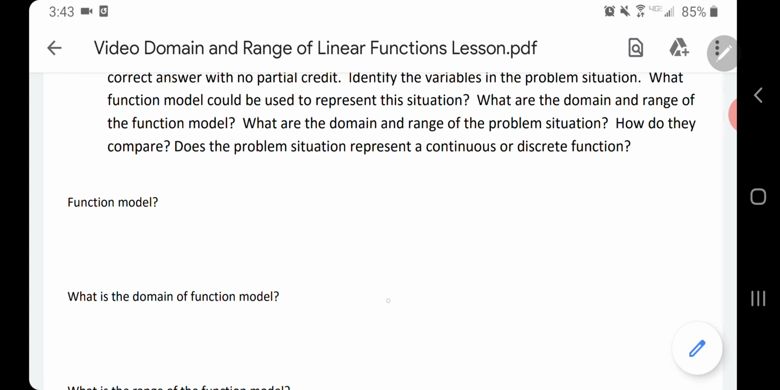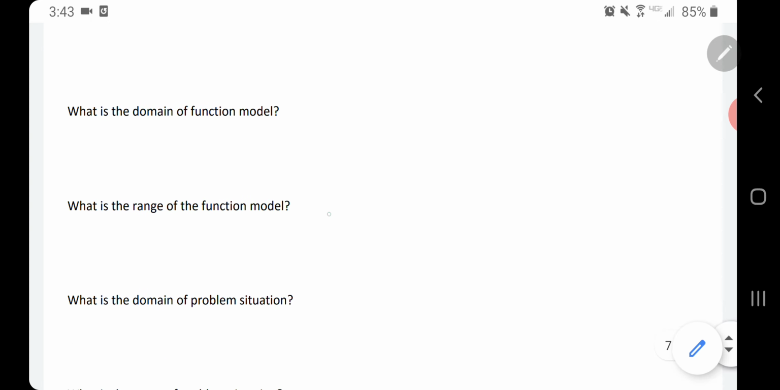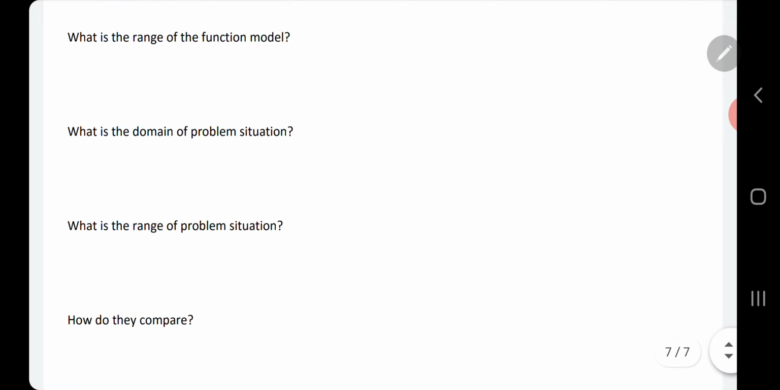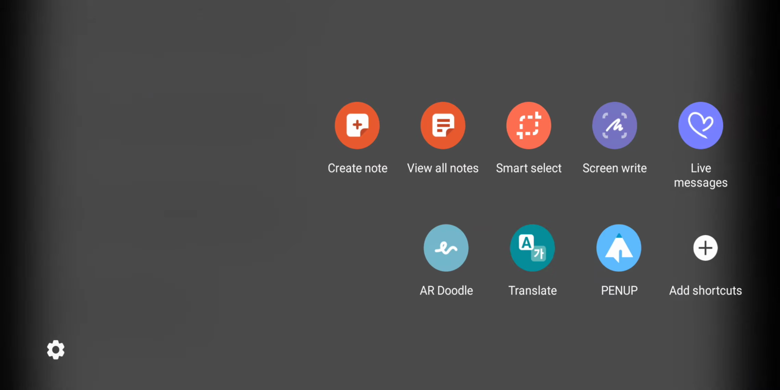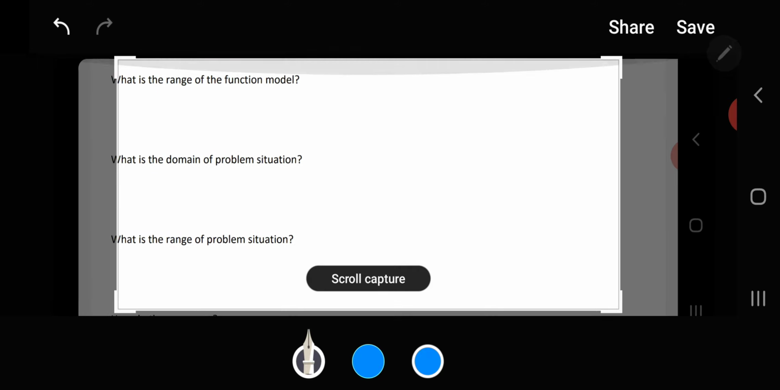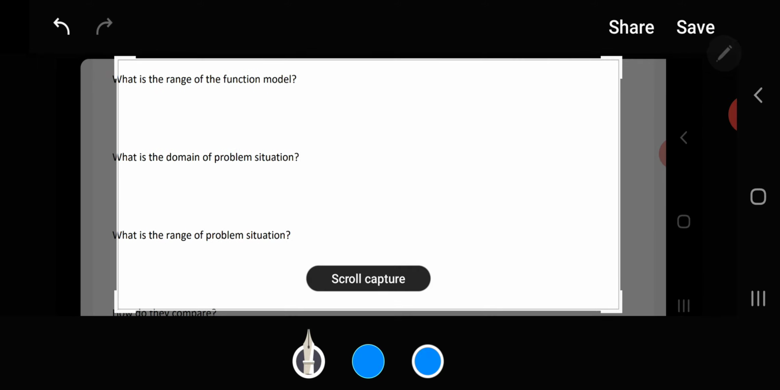What is the range of the function model? Well, real quick, same thing. We're just looking at the equation, and since we're just looking at the equation, there's no restriction on it. And like I told you before, in a linear equation, it's just going to be y as an element of the real numbers. That one's pretty easy. I want to go and write that down for you guys. Y is an element of the real numbers.